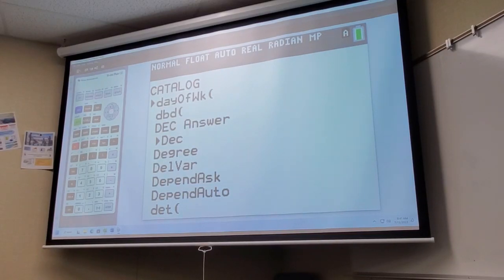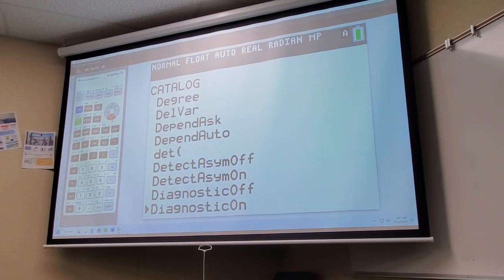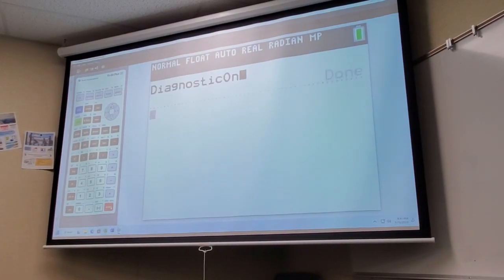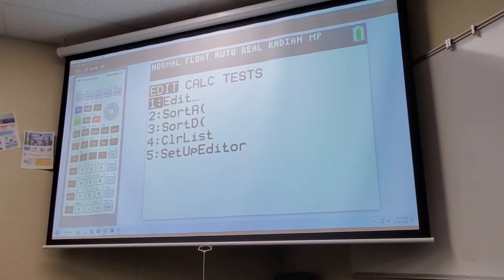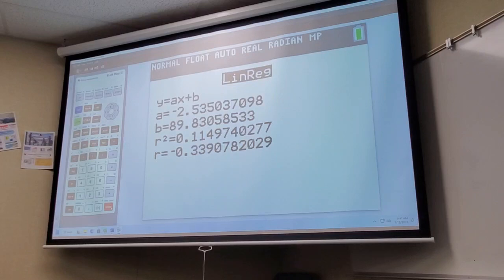You only have to do this once if you have your own calculator. So it'll actually tell you the day of the week. And you can put in there like year and whatever, it doesn't matter. So if you scroll down until you get to what's called diagnostic on. Again, I love technology day, it's fantastic. Thankfully, you only have to do this once if you have your own calculator. So hit enter. And like almost everything else, it's very anticlimactic. But now, if you go back in, everybody with me so far? Did I lose anybody? Stat, calc, number 4. Now it's going to tell me everything.